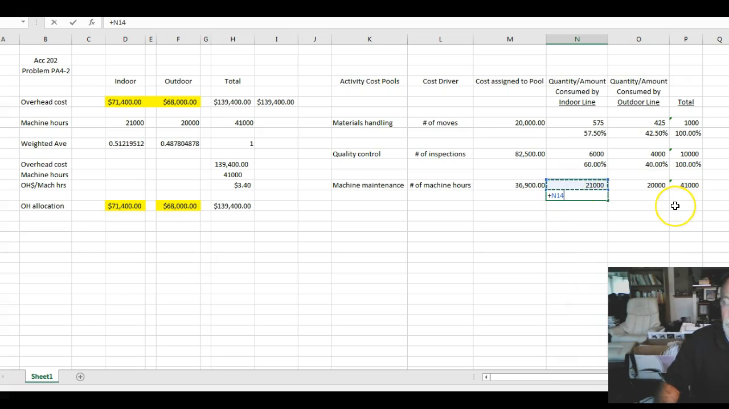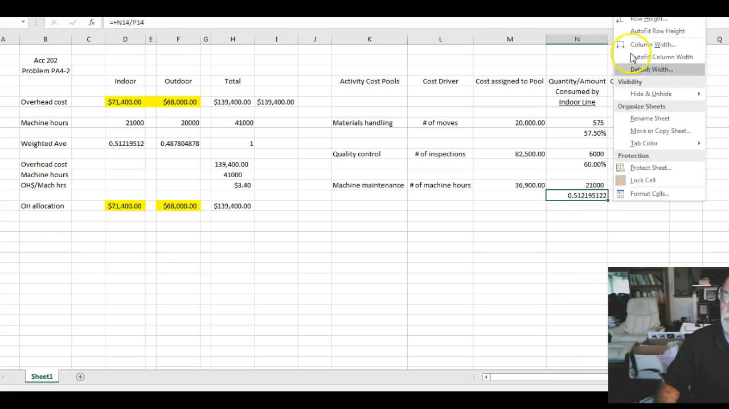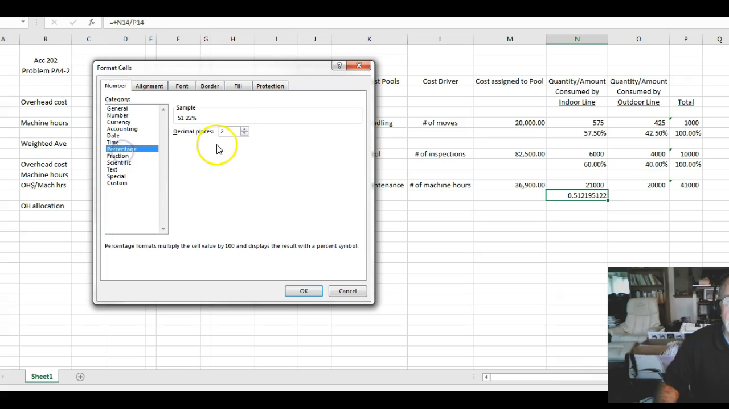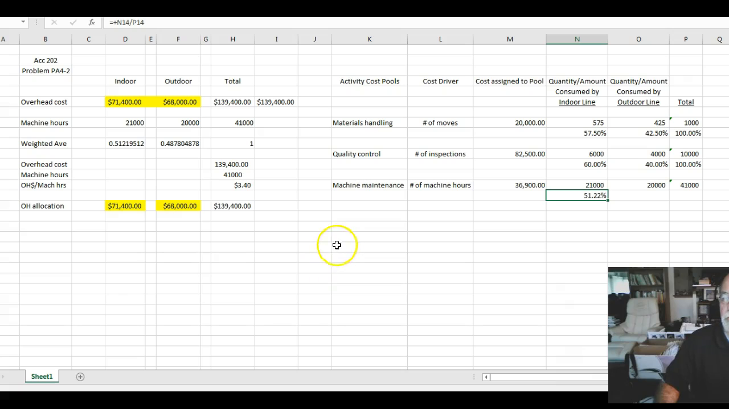And then finally, same formula, total for indoor divided by total for the two, and it looks like we need to reformat that into a percentage. We got a decimal here, 51.2195122, but when we format as a percentage using two places, it'll reduce to 51.22%. And again, we want to make the denominator constant.